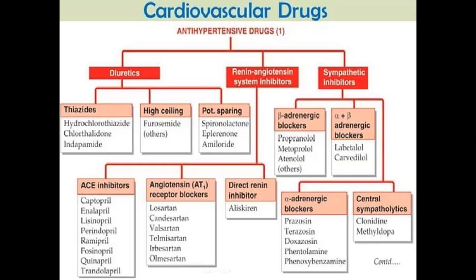Next is renin-angiotensin system inhibitors. The direct renin inhibitor is aliskiren, and ACE inhibitors, angiotensin converting enzyme inhibitors. In this case, the examples are captopril, enalapril, ramipril, etc. You have to just remember "pril".